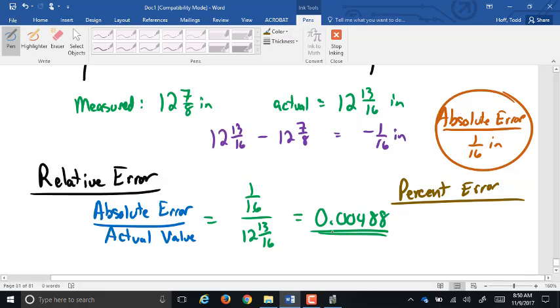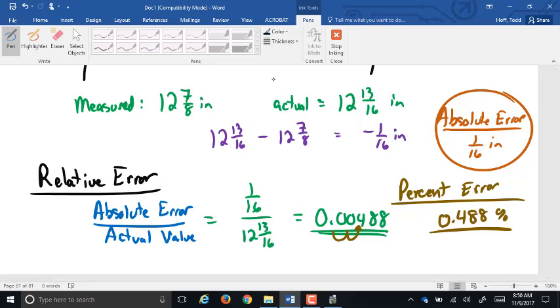Percent error, I'm just going to take this relative error and move the decimal point 2 spots to make it a percent. So that's 0.488%, or about half of a percent error. So is that an acceptable error, half a percent? That's fairly acceptable in most cases. If you got into some precision engine building, it's probably not acceptable, but half a percent is pretty good error. So is that saying a 1/16 of an inch absolute error is okay?